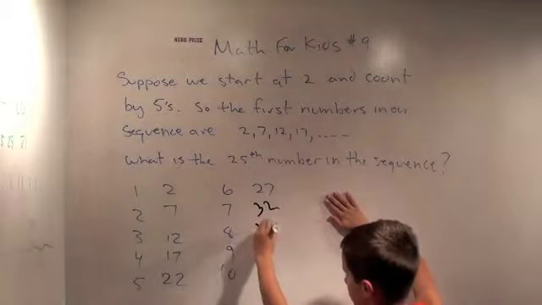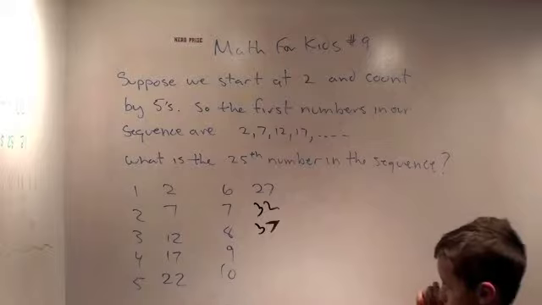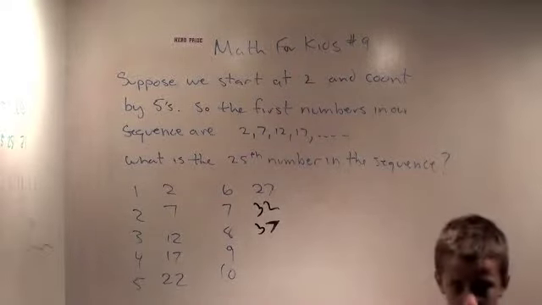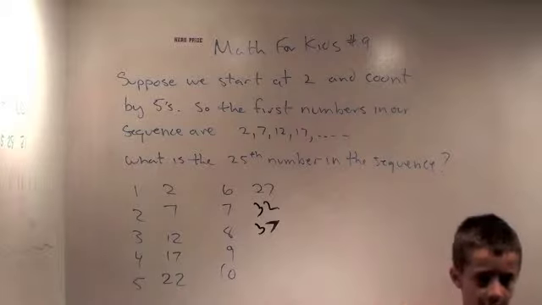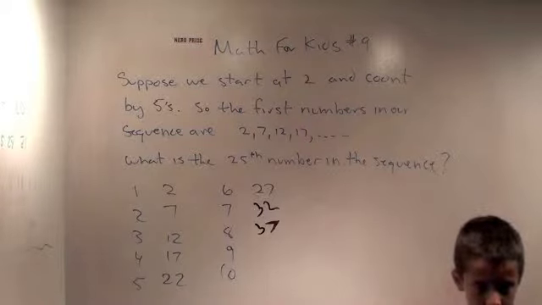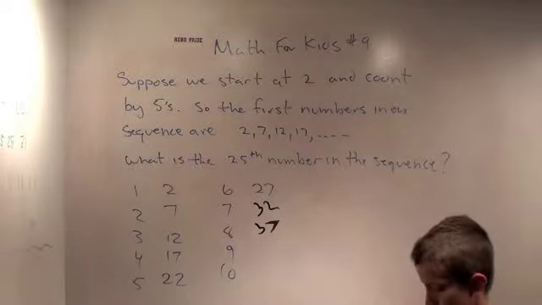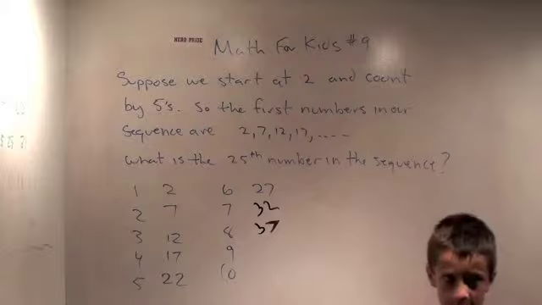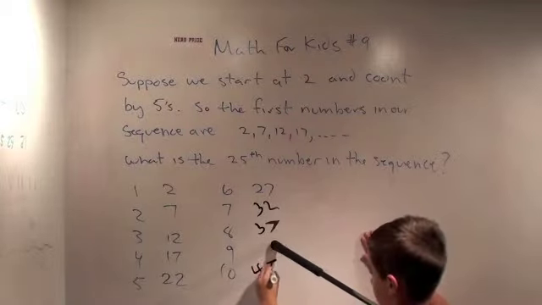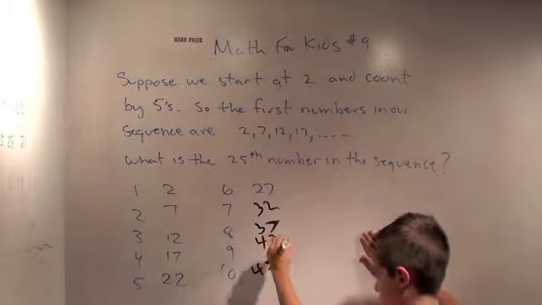Great. Now let's try it for one other number, number 10. How many 5s do you need to add to 2 to get to number 10? 9 5s. What is 9 5s? 45. So the 10th number is going to be 45 plus 2, which is 47. We're at 37 now. What's the next number after 37? 42. And then 47.